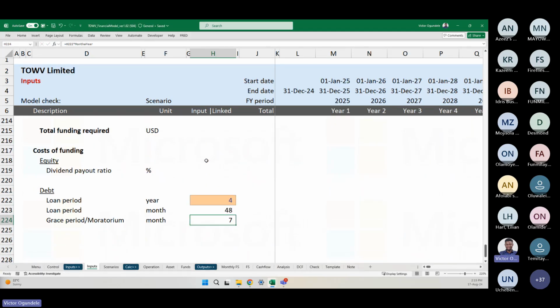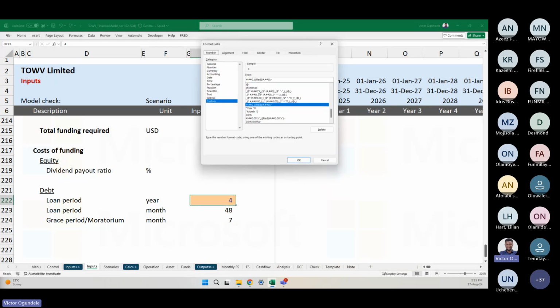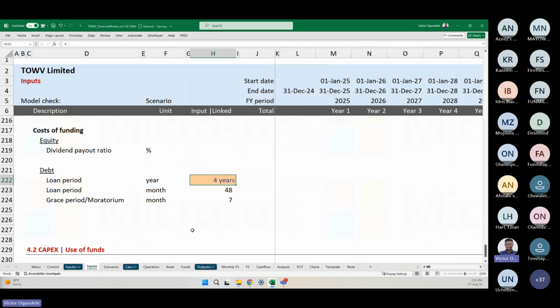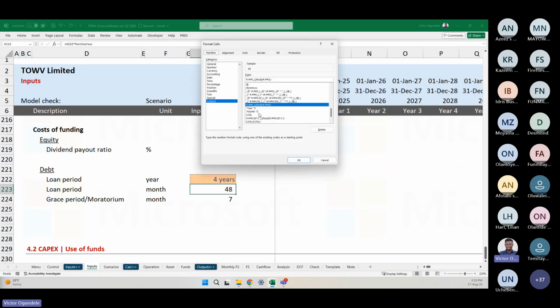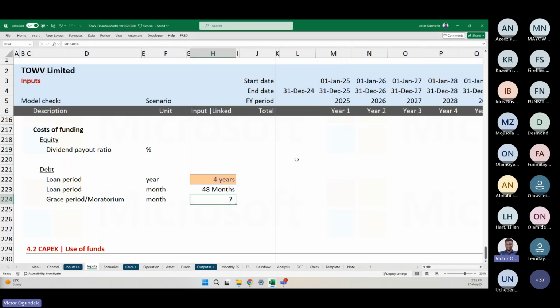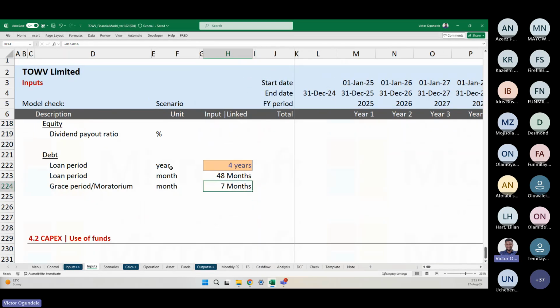I think this should not be an input. Most times it's always good, especially for debt, that we format this so that the 4 is showing here with the years at the back, so that they don't miss it. They can neglect the description, so just format it so that it appears like this. Also format this so it appears as months. It's always good you do this, especially for debt, so it's easy for them to see what it says.